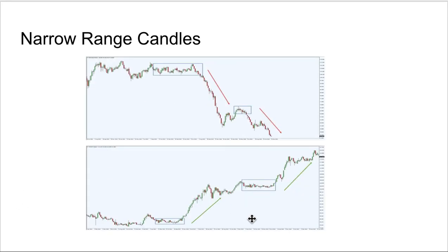This is an example of narrow range candles where after an up move, you see a lot of narrow range candles, and then you see an expansion of the stock. Right. Once again, you see a narrow range region, and then you see an expansion.